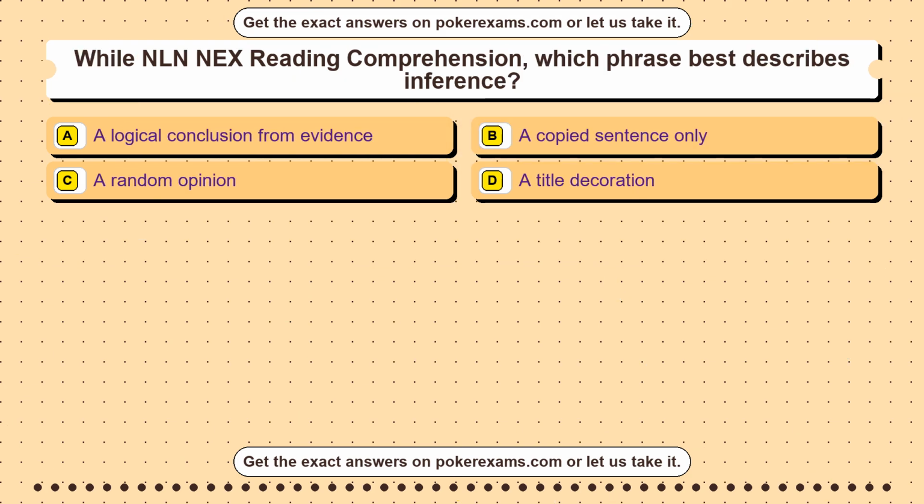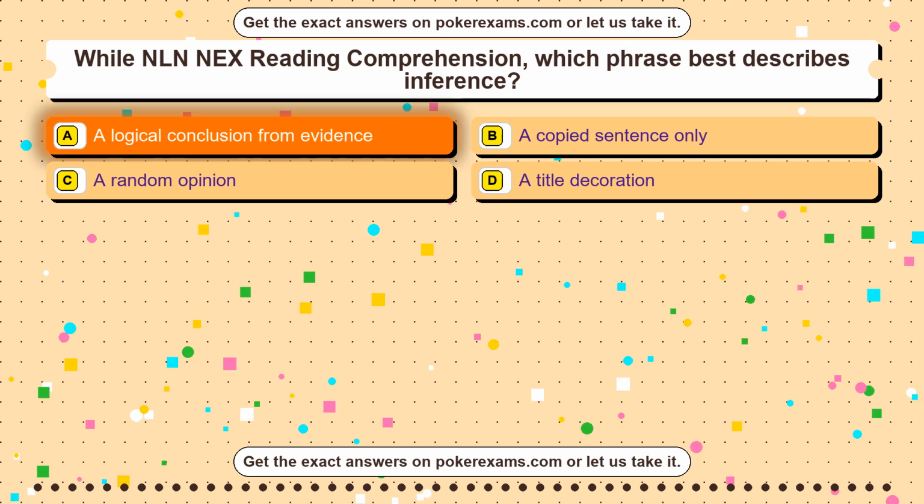Question 17. While GED probability practice, how should 0.25 be written as a fraction? Option A, 1/4. Option B, 1/2. Option C, 2/5. Option D, 25/10. The correct answer is option A.